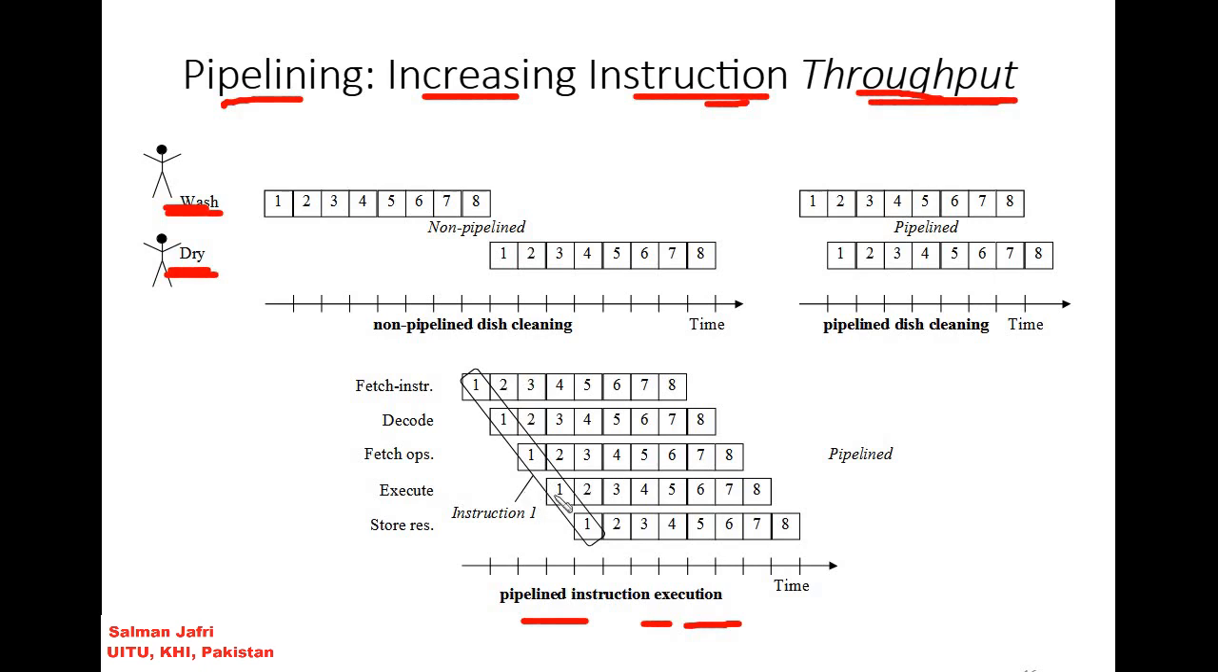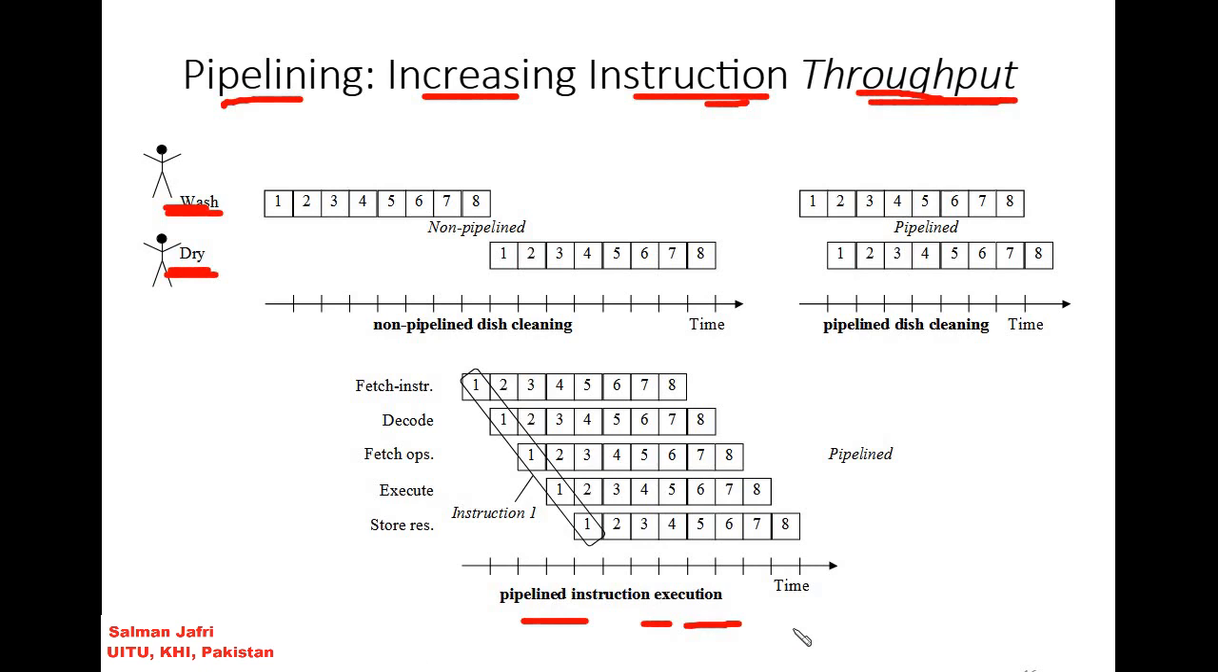At this point in time, instruction 1 is in the execute phase. Similarly, instruction 2 is in the fetch operand phase, instruction 3 is in the decode phase, and instruction 4 is in the fetch phase, and so on. So as you can see, the total time of execution of the instruction has decreased when we use the pipeline concept. So over here, this is non-pipelined disk cleaning, and this is the pipelined version of disk cleaning. So in this particular process, less time is consumed.